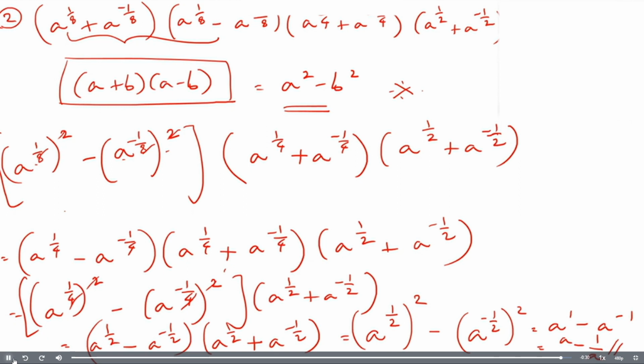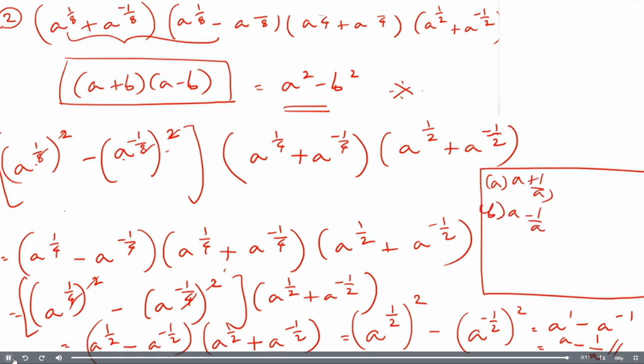So here the options given are: a plus 1 by a, a minus 1 by a, square plus 1 by a square, minus 1 by a square. So here it is a minus 1 by a, option B.